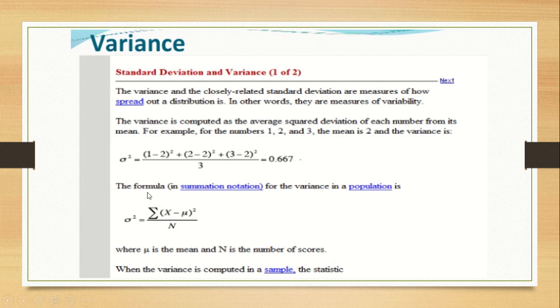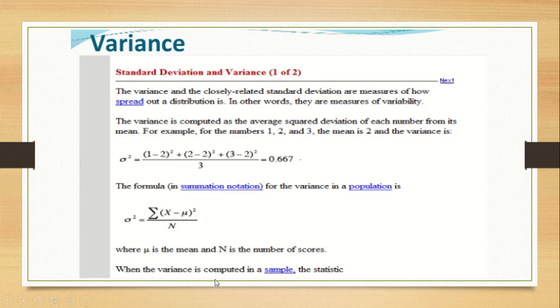Okay, so the formula in summation notation for the variance in a population is given by this. Variance is equal to the summation of x minus mu, the quantity being squared, divided by n, where mu is the mean and n is the number of scores.